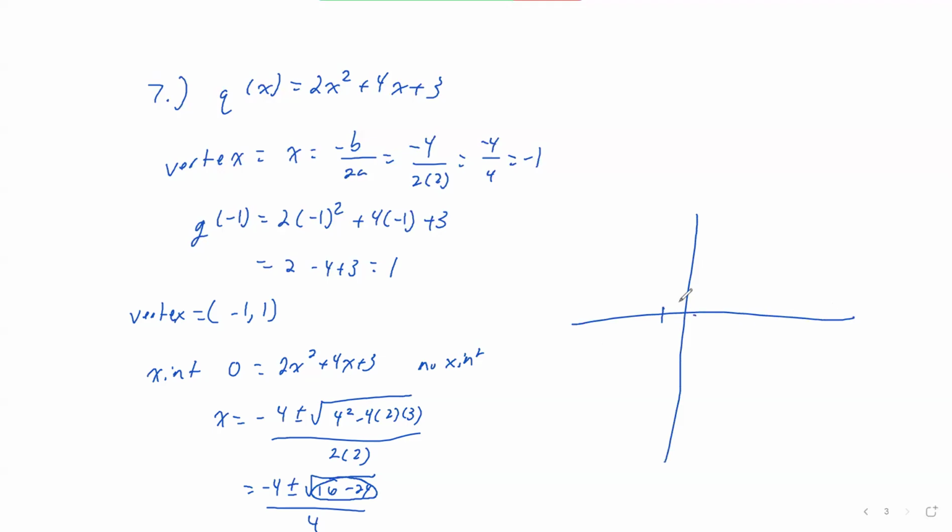So then I just graph it. That's going to be left 1, up 1. It's a positive, so it's going to go upwards. So it's going to go over 1, over 1. So right here and right here.